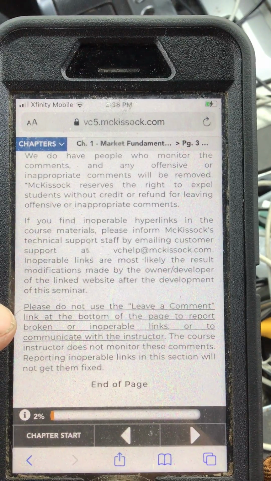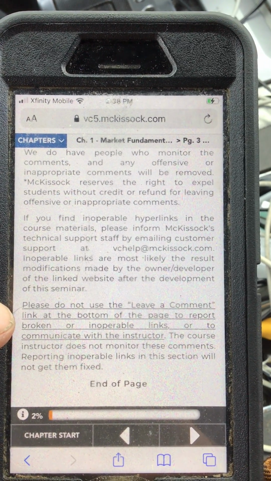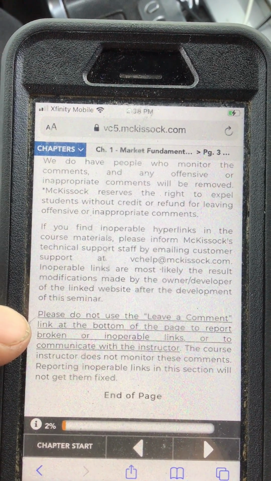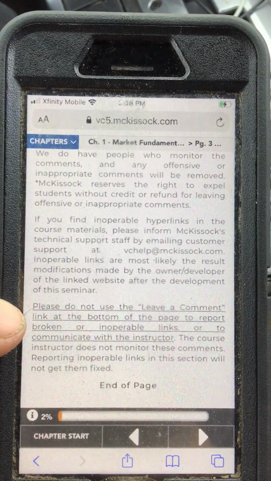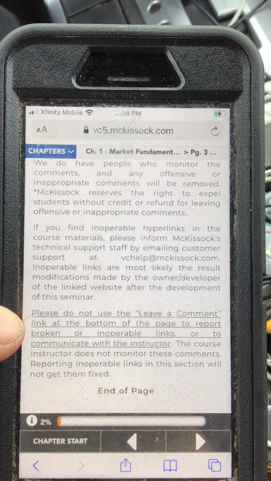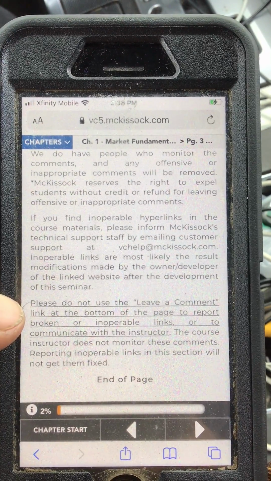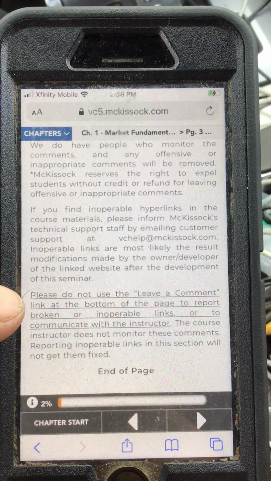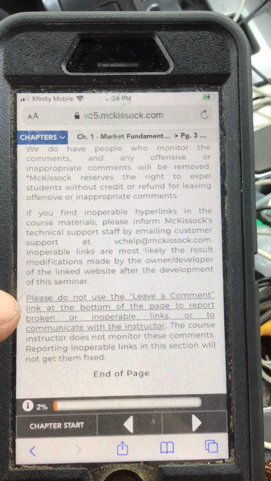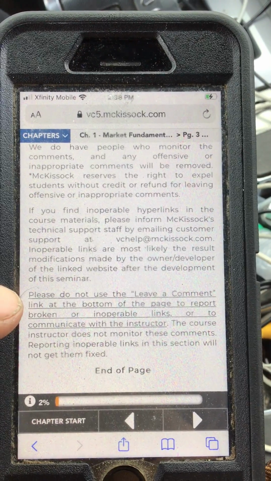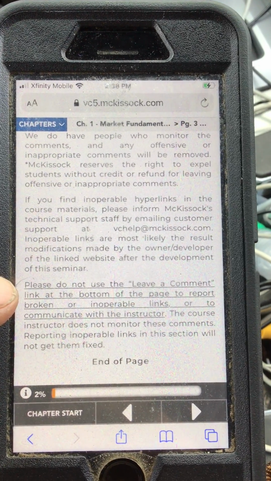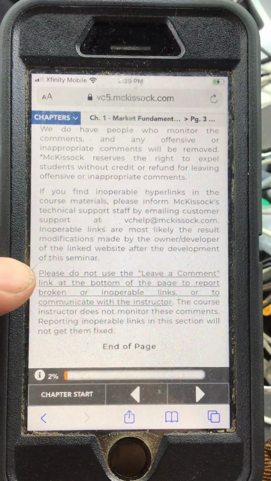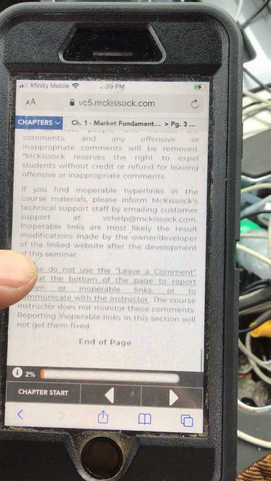If you find inoperable hyperlinks in the course materials, please inform McKissock's technical support staff by emailing customer support at vchelp@mckissock.com. Inoperable links are most likely the result of modifications made by the owner/developer of the linked website after the development of this seminar. Please do not use the leave a comment link at the bottom of the page to report broken or inoperable links or to communicate with the instructor. The course instructor does not monitor these comments. Reporting inoperable links in this section will not get them fixed. End of page.